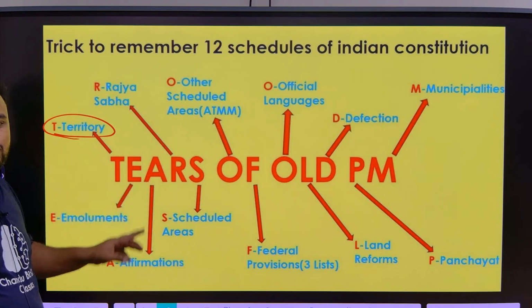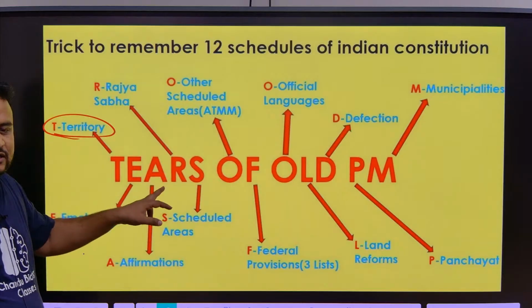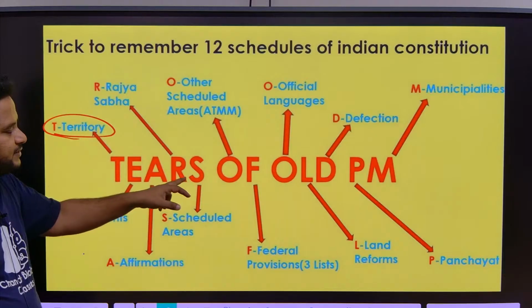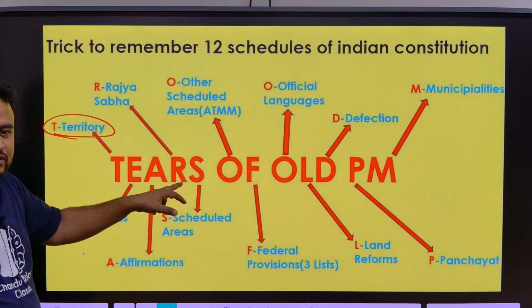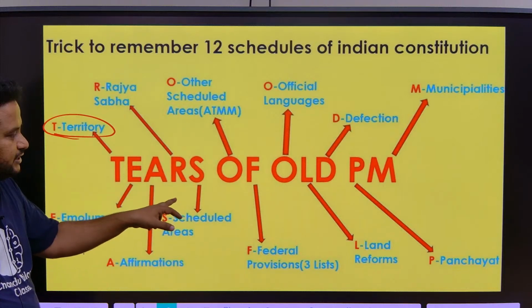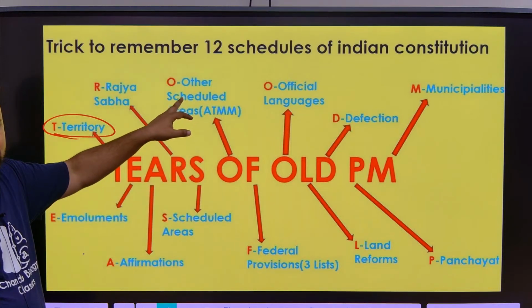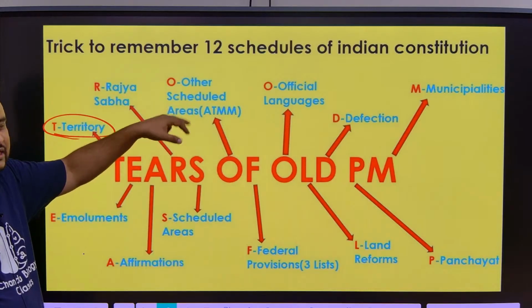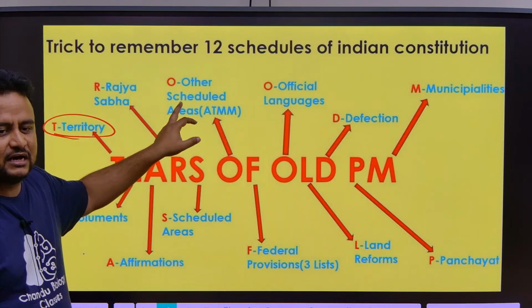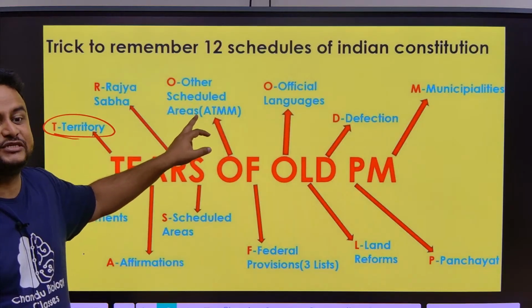A means what? Oath and affirmations. R means what? Allocation of seats in the Rajya Sabha. I just wrote Rajya Sabha, you must understand. Okay. S means what? It is talking about scheduled areas and scheduled tribes, administration of scheduled areas and scheduled tribes. O means what? Other scheduled areas, or other tribal areas also you can say. In which states? 4 states, that is AMTM: Assam, Meghalaya, Tripura, Mizoram.